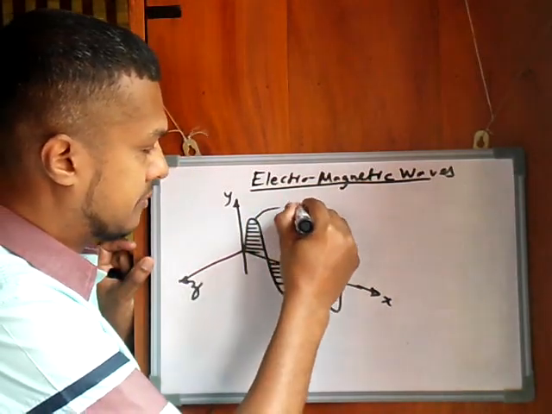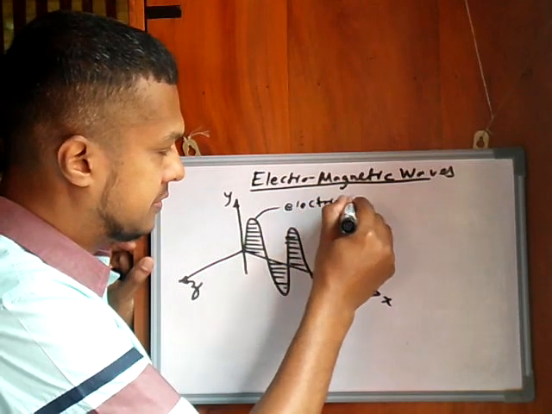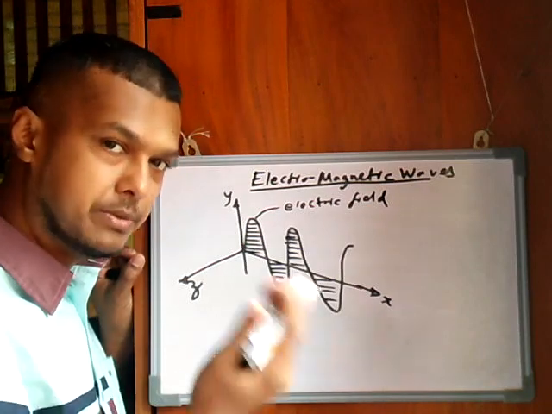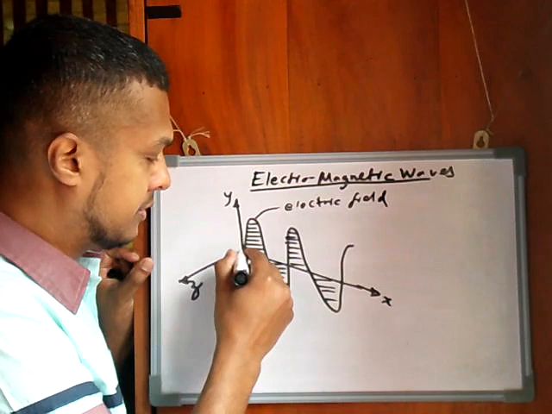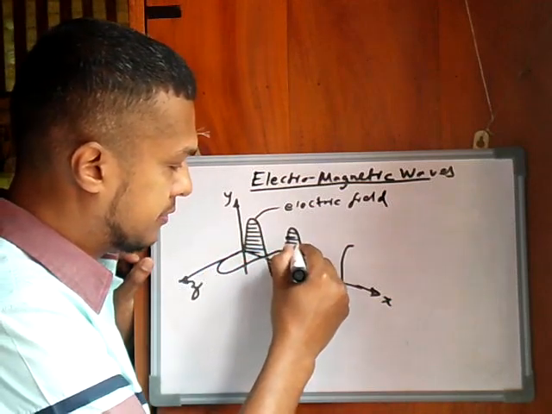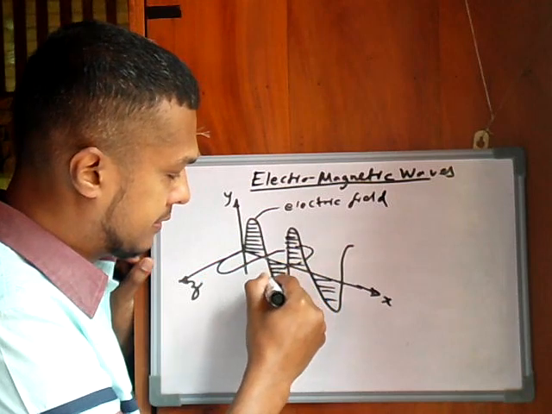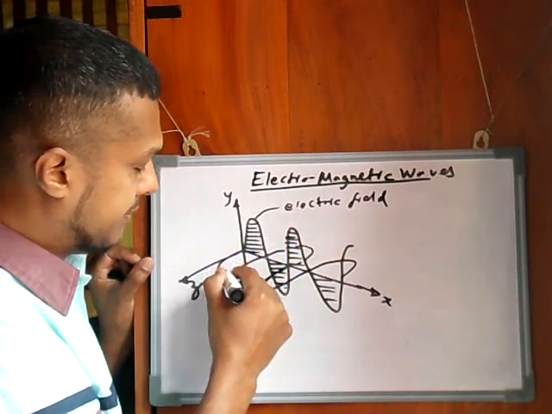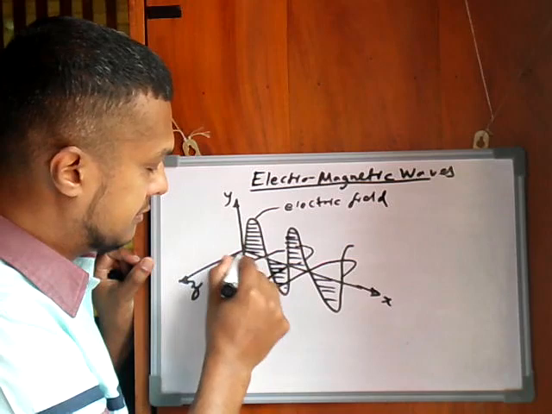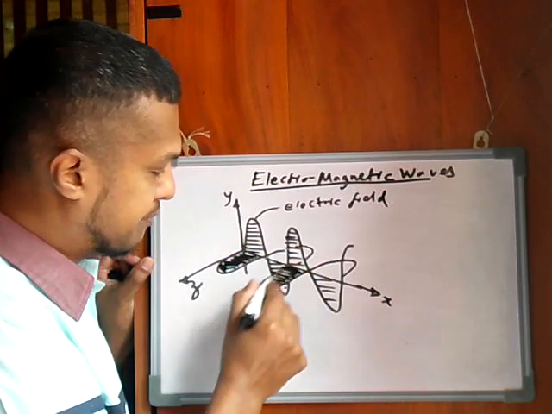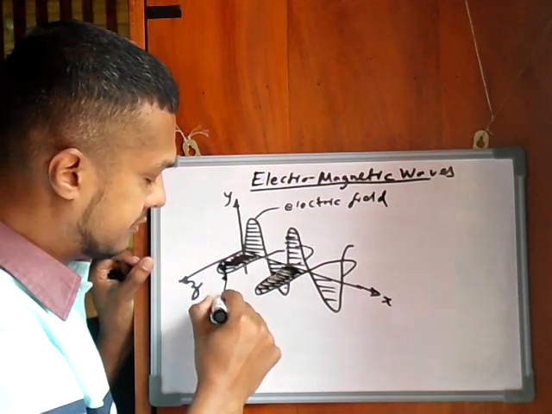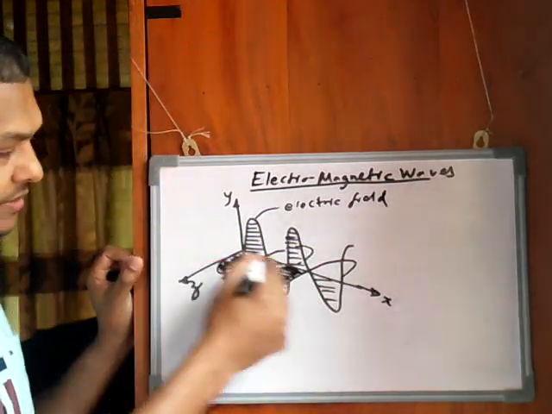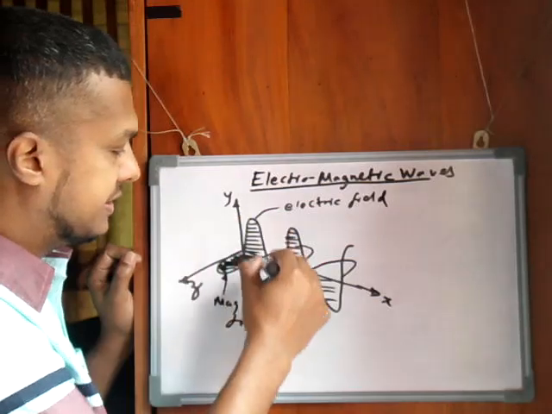So if we consider this to be the electric field of the electromagnetic wave, the magnetic field on the other side is perpendicular to the electric field, so it goes this way and comes back, like that. That's the magnetic field, which is perpendicular to the electric field. So the magnetic field moves in the Z direction, and the electric field moves in the Y direction.